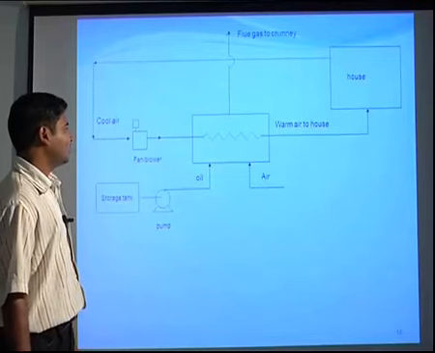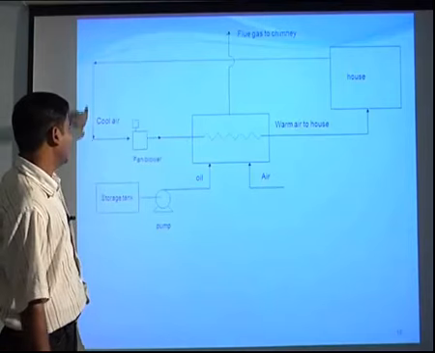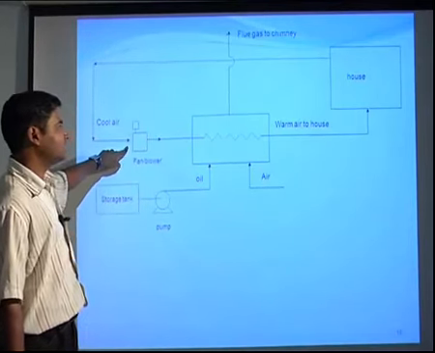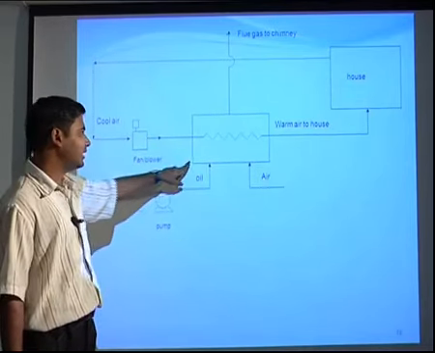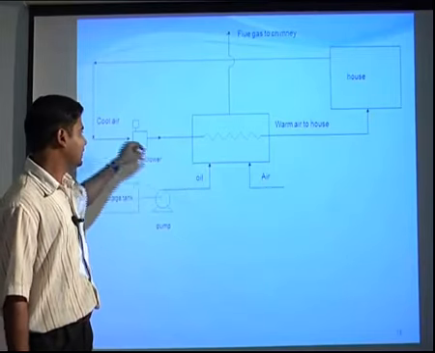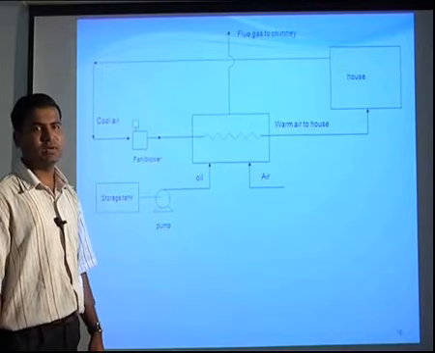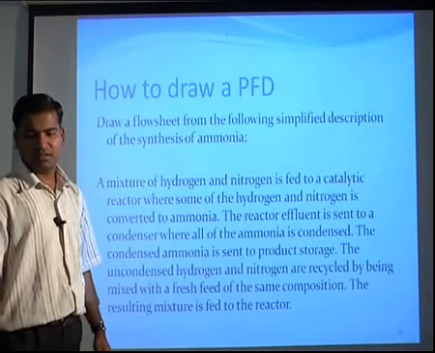Then it will be more complete, whatever the warm air which is going to the house, we can again recirculate over here. So what we have is the energy efficient process flow over here. So you can see a simple block flow diagram, with the use of unit operations, we have converted it into the process flow diagram. Then how to draw the PFD?